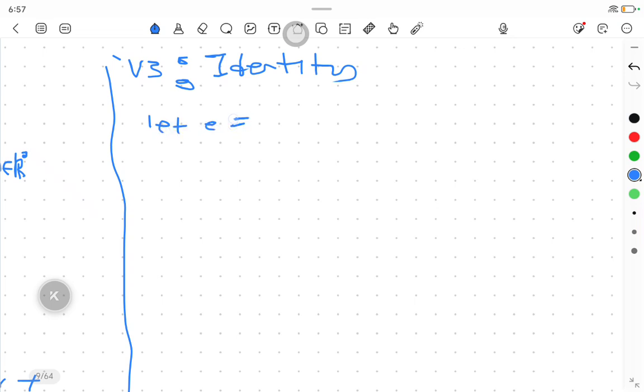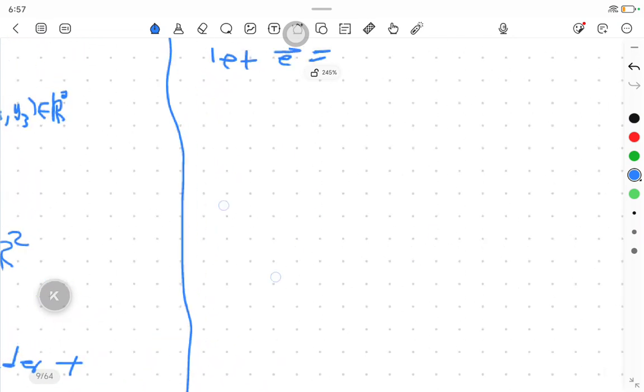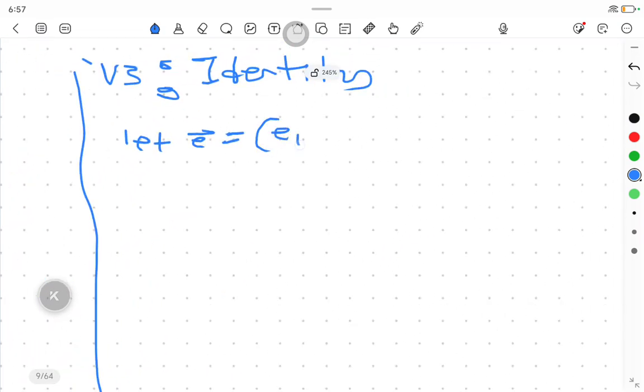be equal to, remember this is not just any identity, it's called a zero vector, right? I'm just going to let E be equal to E1, E2. You see, I'm not going to let them be 0, 0. I'm just going to let it be E1, E2. And then what's going to happen is that if I take V plus E, this should always give us V. You see?